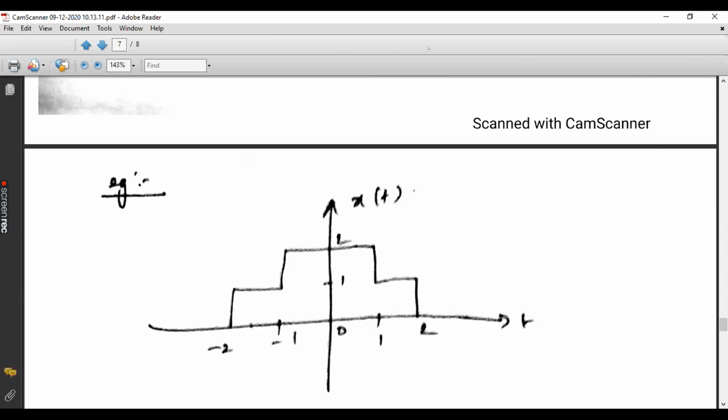For 1 second, I am stopping the screen. Meanwhile, you try to draw x of t by 2.